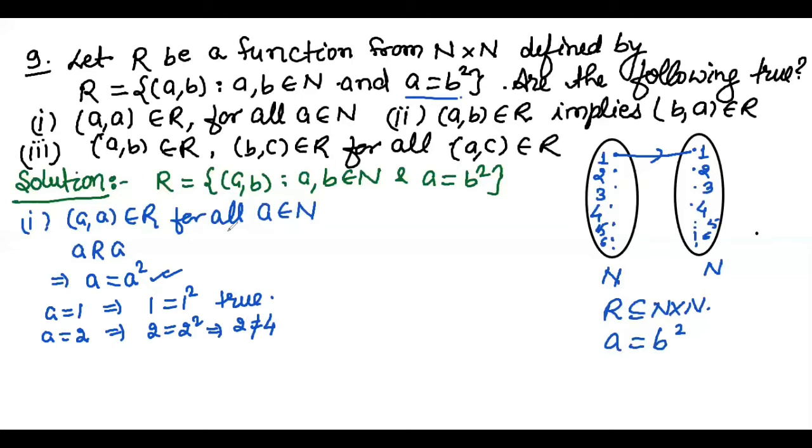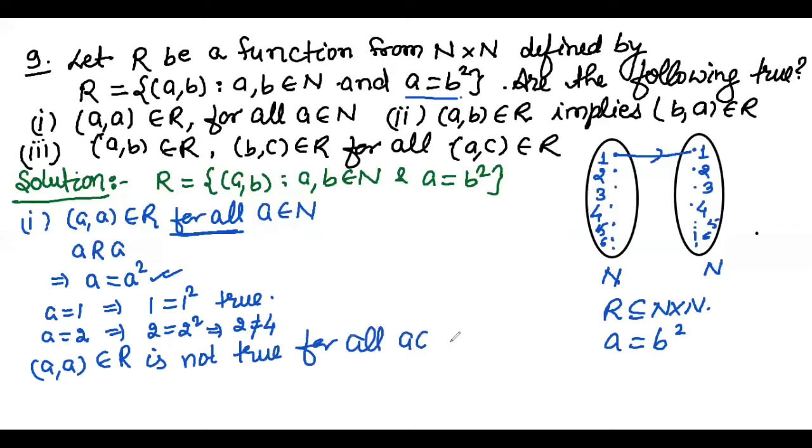And here it is written for all A belongs to N. Means for all values which are in the first set, we have to prove A equals to A square. So we can see this is not true. It is true only for one element, that is A equals to 1. So we'll write it is not true. AA belongs to R is not true for all A belongs to N.